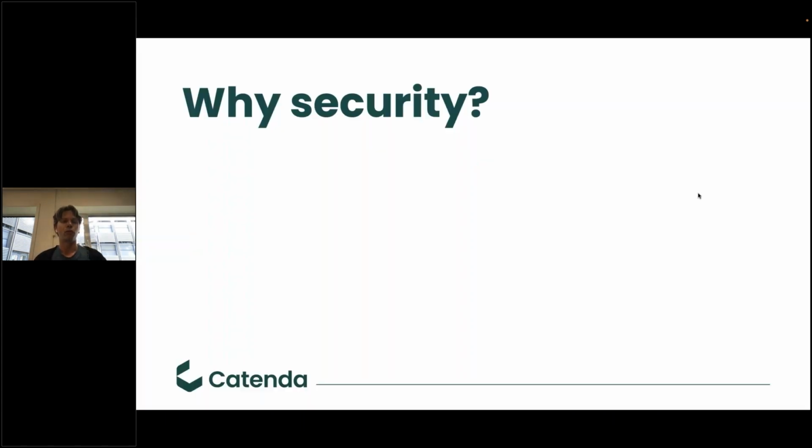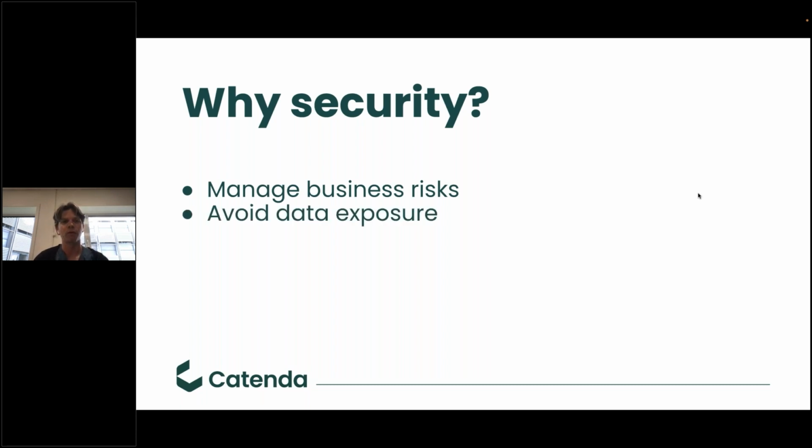And why do we want to focus on security? Why is this so important? Why is it important to hear about? First, it's important to manage the business risks, not only for Catenda, but especially for our customers. As we're a customer-centric company, we want to manage the risks of trust that the customers have put in us. By actively managing the risks, that has a direct implication on having a good security setup. Second, you also want to avoid any data exposure so that the data that is relying on the platform is secure.